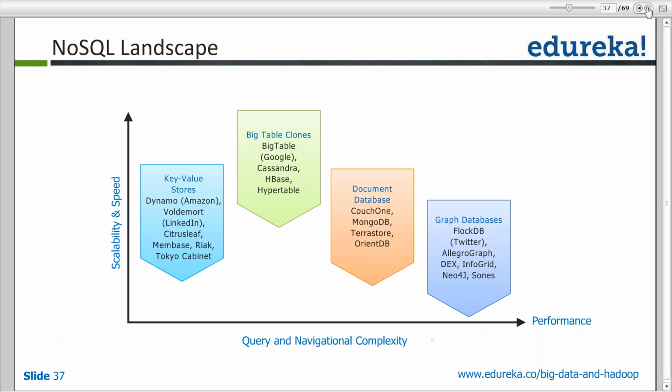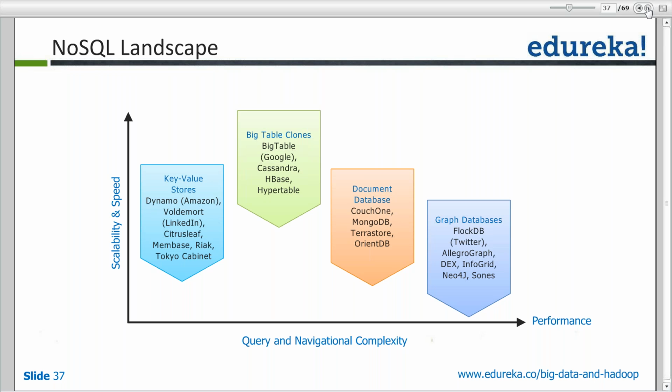So for example, if you consider key value stores, you have DynamoDB, right? You have Voldemort, which LinkedIn uses. You have Citrus Leaf, Membase, Riak, Tokyo Cabinet. So these are all your key value stores. If you talk about big data clones, Big Table clones, sorry.